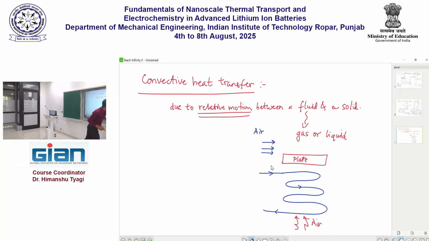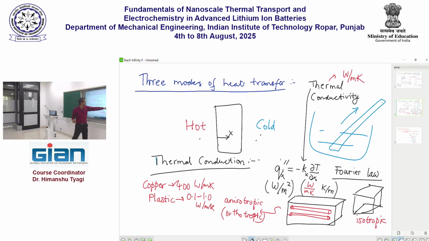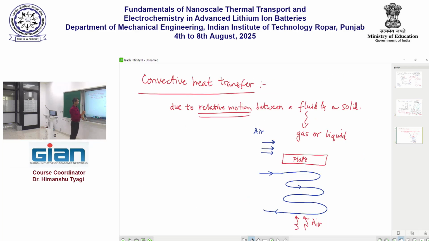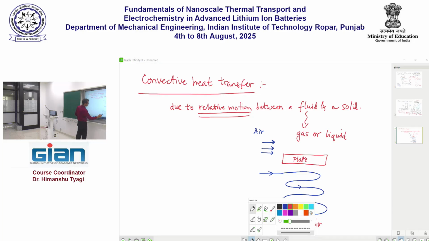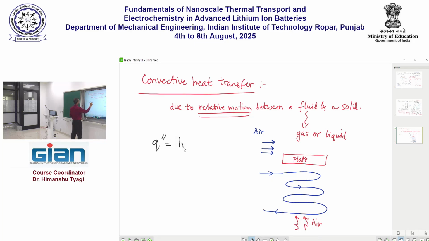Just like in the previous slide, I had given a very simple equation for conduction heat transfer, similarly, the equation for convective heat transfer is also very simple. On the face of it, it is Q double prime equals H delta T. Actually, an extremely simple equation. What it says is that the amount of heat transfer that will occur between the plate and the air, this is Q double prime, per unit area, is given by the temperature difference between the two multiplied by this coefficient called H.